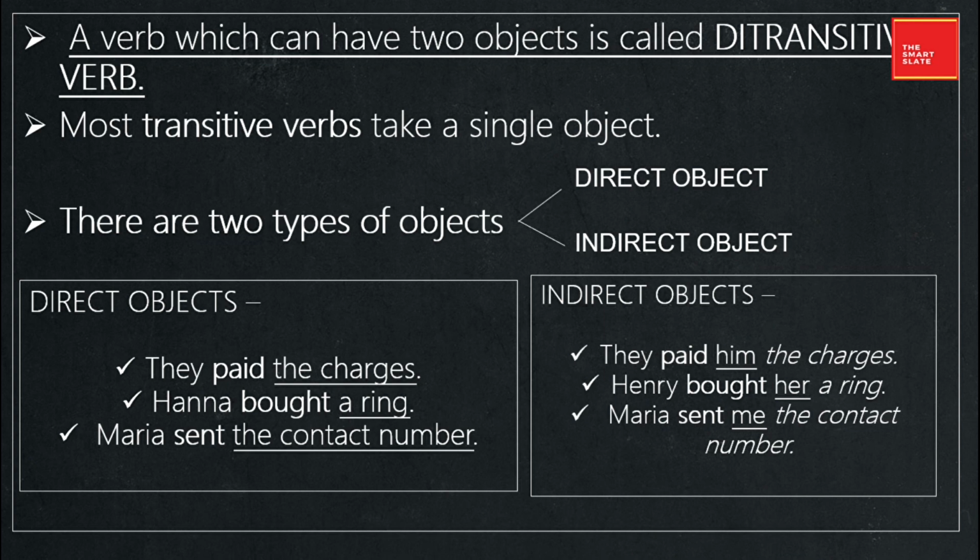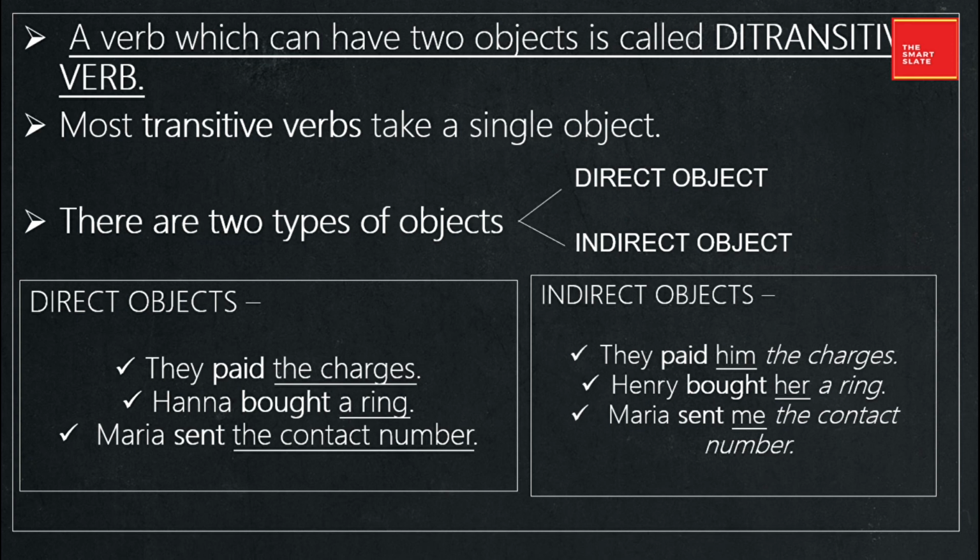So in this case, him, her, and me, they are hidden. So even when I say they paid the charges, there is a chance that the object is hidden, or it is an indirect object. So whenever the object is an indirect object, and you also have a direct object like the charges, then the verb becomes ditransitive. So in this sentence, they paid the charges.